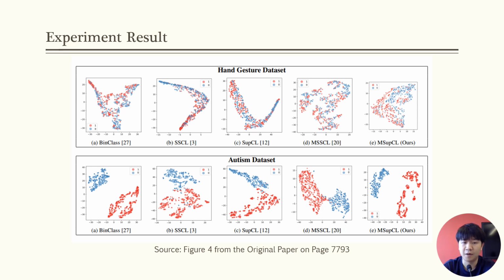As one of the experiment results, here is the t-SNE visualization, which shows how each approach visualizes the data in the feature space. In the first row, you can see the features of the gesture dataset with the past approaches are very difficult to classify. But the M-subcell successfully builds a boundary between the 2 classes in the 5th diagram here. And the features of the autism dataset are very easy to distinguish in all approaches, and the M-subcell also works well.